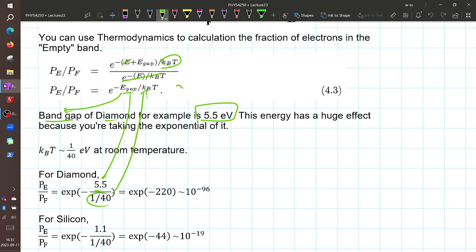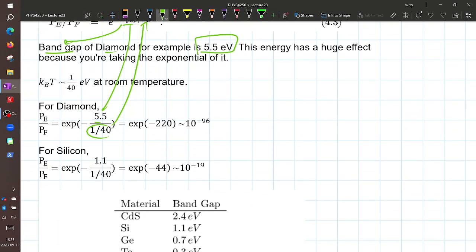For silicon, you calculate the same thing. The energy gap for silicon is only 1.1. It doesn't seem like a big deal, like, oh, it's 5 times less. But since this gets exponentiated, it makes a huge difference. The chance for an electron to jump that gap is 10 to the minus 19.